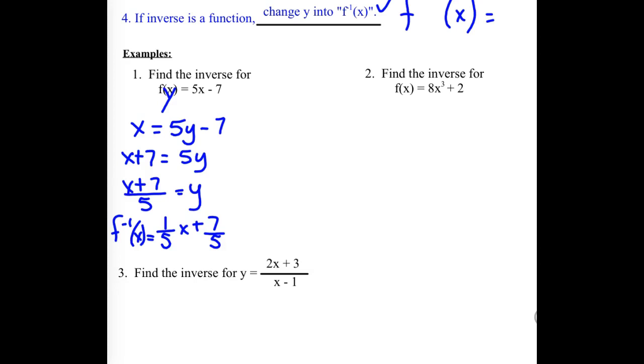All right, next example. Again, f of x is really our y value. We're going to switch our x and y's around. All right, and then what do we want to do? Okay, we're trying to get y by itself, so let's subtract our 2. And then what? Divide by 8.